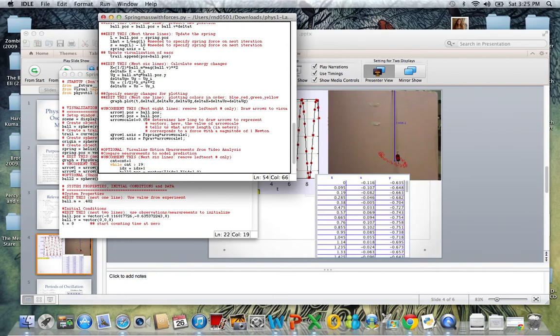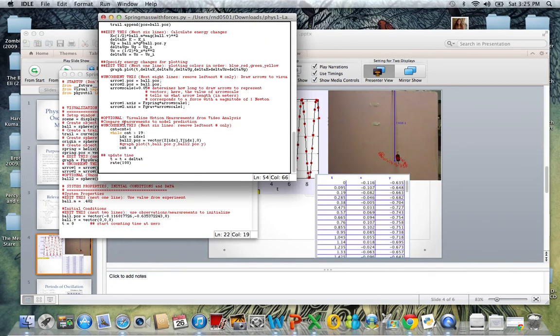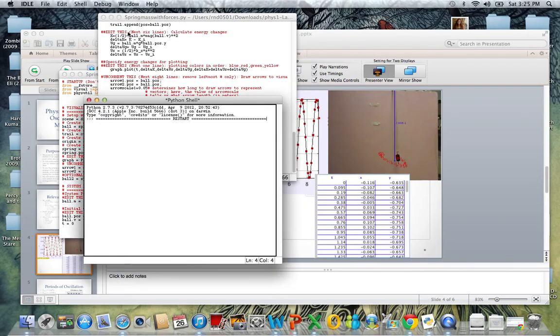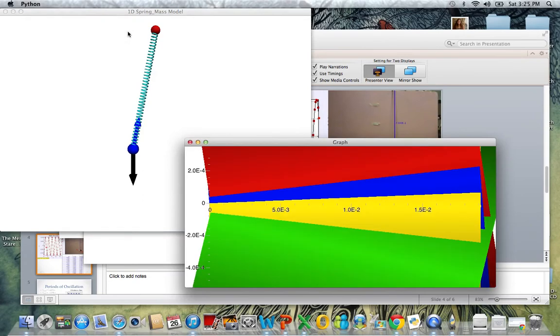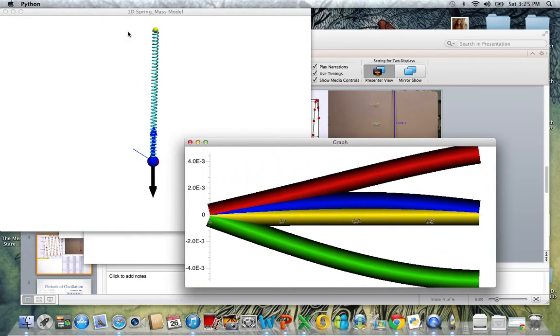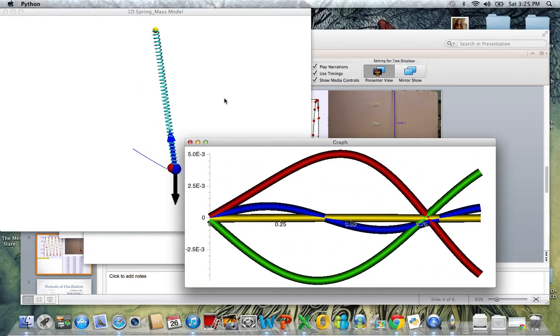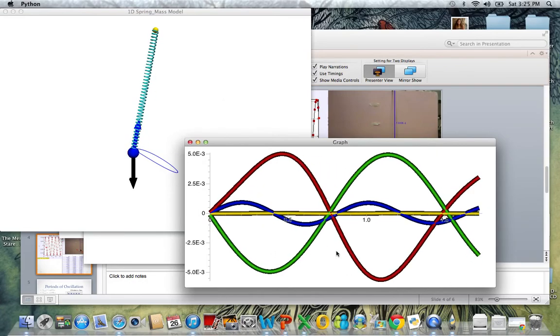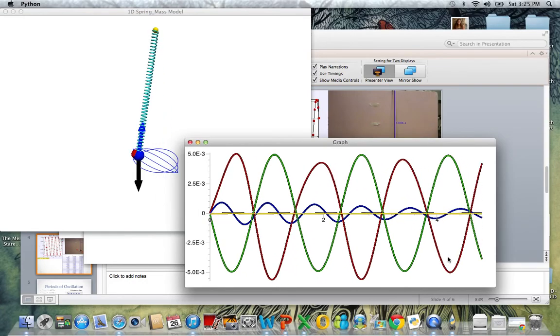We then use these arrows to show the force of spring and the force of gravity. And here, let me run this. You can see how the spring moved, and here are how the energies were changing.